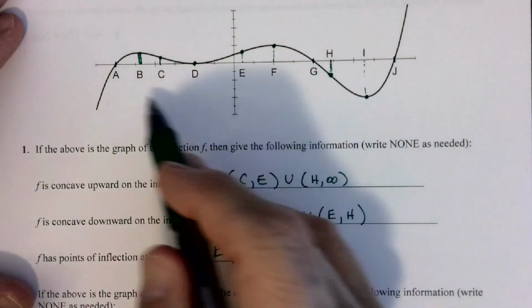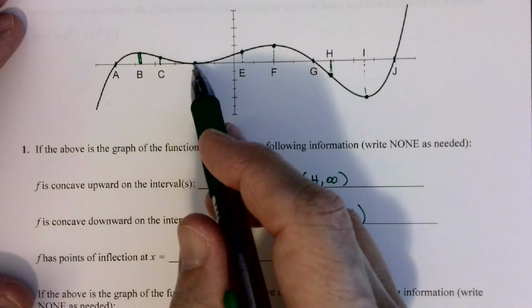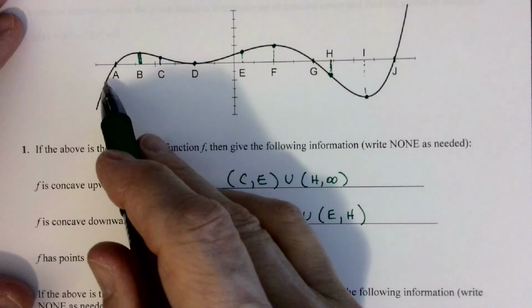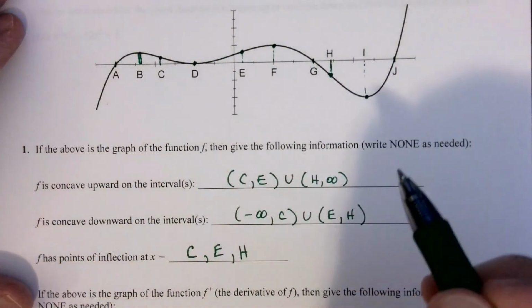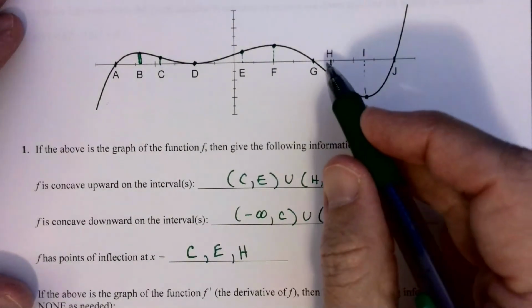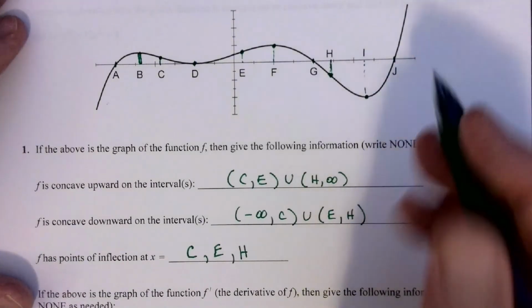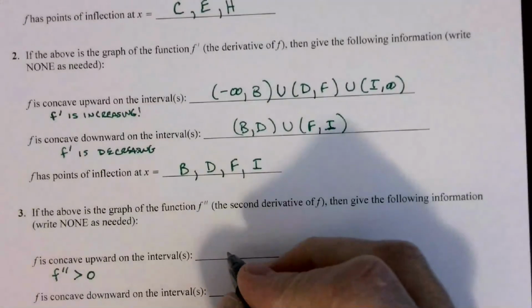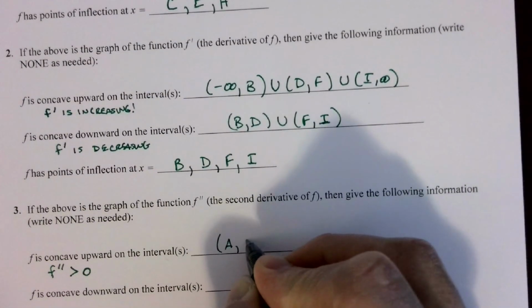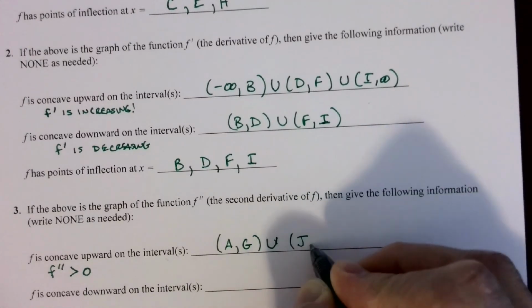I'm just going to go from A to G, because there's just one point where it's just 0. Okay, so I'm going to go from A to G. If you want to go from A to D and D to G, that's fine. Where else are we above the x-axis then? We're below from G to J, and then J on to infinity, so everything greater than J. So I'm just going to go from A to G, and then from J to infinity.